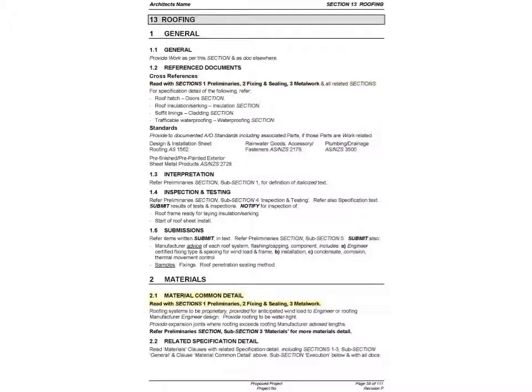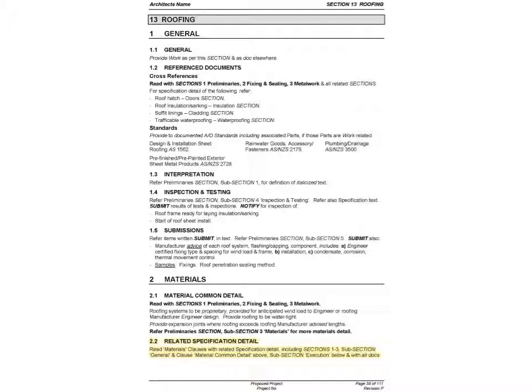Now, materials always starts with clause 2.1 material common detail and always leads with read with sections 1, 2 and 3. This clause contains roofing material common detail, which is not repeated. Next, clause 2.2 related specification detail occurs here throughout the spec and always says generally read material clauses with all related detail including the three common sections.